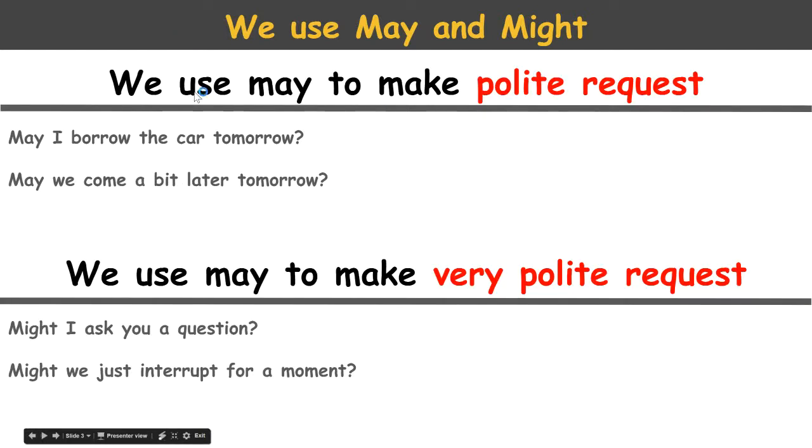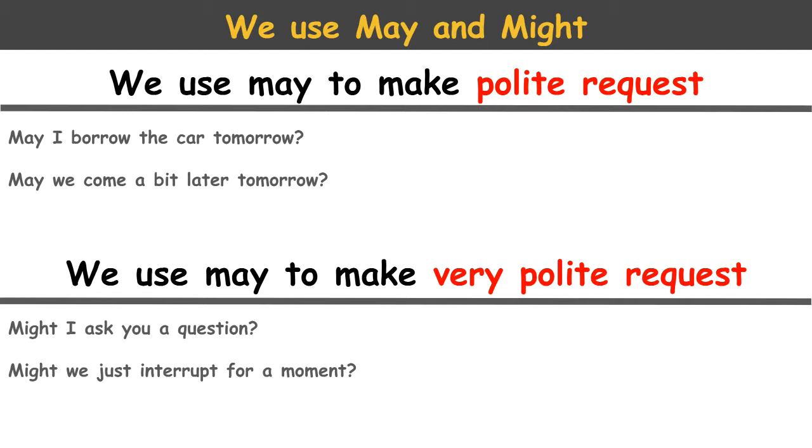Number two, we use may to make a polite request. You want to request something from somebody and you want to sound polite, so you use may. For example, may I borrow the car tomorrow? Or maybe come a bit later tomorrow. So you're asking your dad, I have to go to my friend's birthday party, so may I borrow the car tomorrow, please?